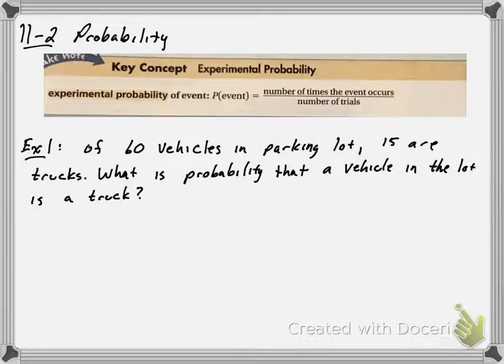So if there are 60 vehicles in a parking lot and 15 are trucks, what's the probability that the vehicle in the lot is a truck? There are 15 trucks out of 60 total, so it's 15 over 60, which is about 0.25 or 25%. That's your probability.